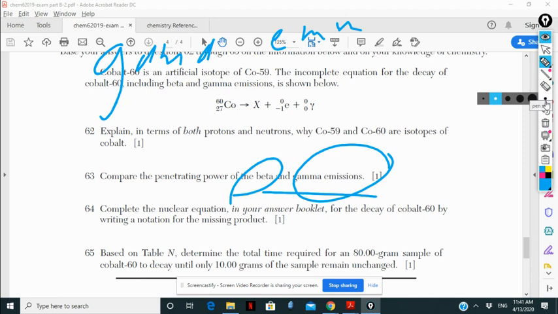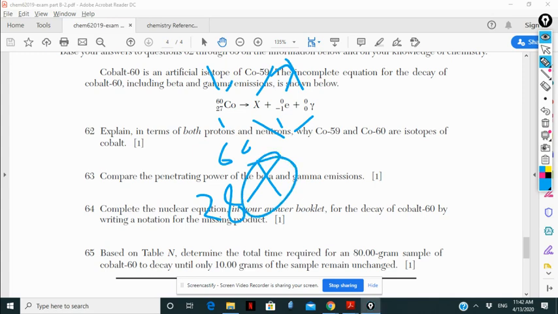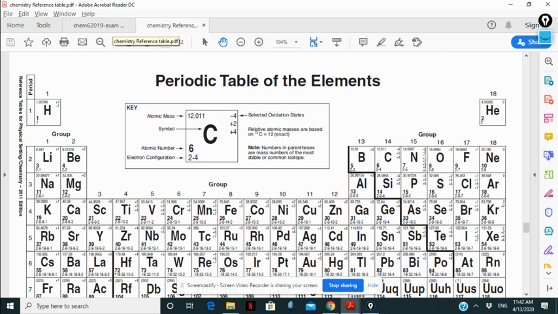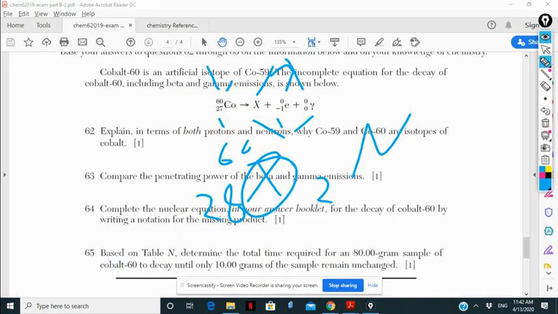Now complete the equation. So now this is 60, so the sum here should be 60. The number on top is 60. The sum for the bottom should be 27. So 27 equals 28 plus negative 1. So which element has 28? I'm looking at the reference sheet, going to the periodic table. So it's nickel. So here it's nickel-60.